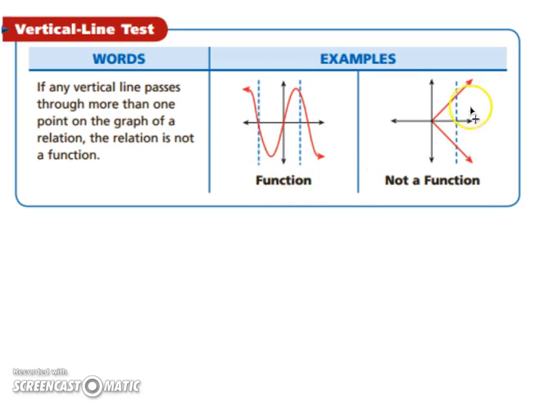If we look on the right-hand side, notice how when we draw a vertical line, we end up crossing through 2 values. That means, say this value here was 4. If we input 4 into our function, or our relation, we're going to come out with 2 answers, making it not a function.